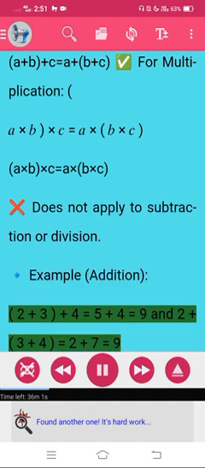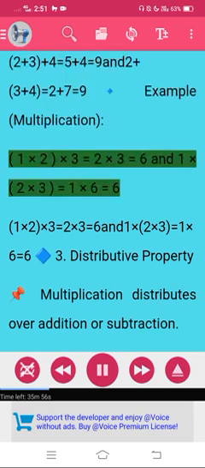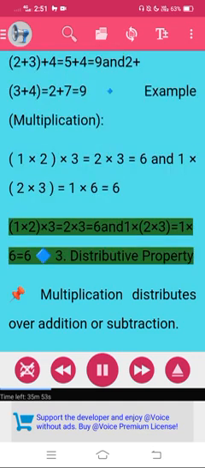Example, addition: (2 + 3) + 4 equals 5 plus 4 equals 9, and 2 + (3 + 4) equals 2 plus 7 equals 9. Example, multiplication: (1 × 2) × 3 equals 2 times 3 equals 6, and 1 × (2 × 3) equals 1 times 6 equals 6.